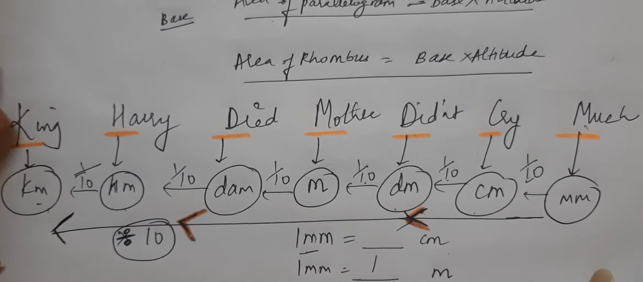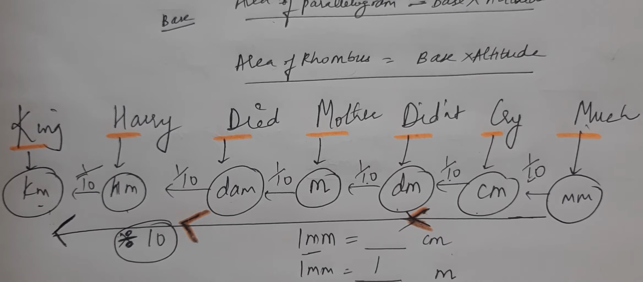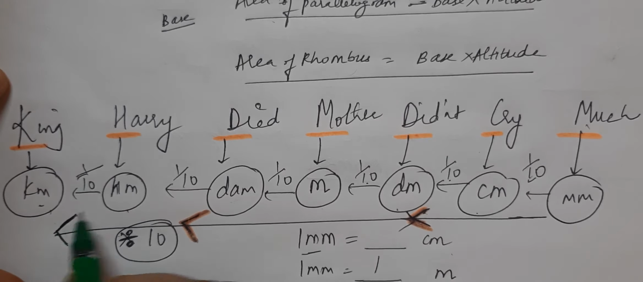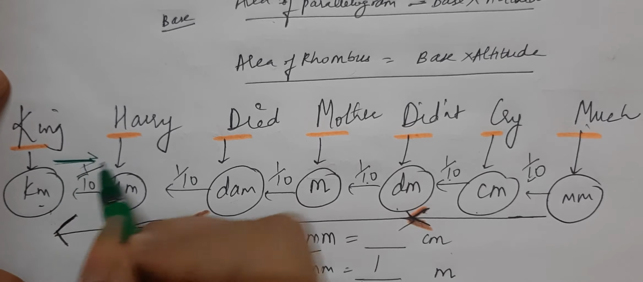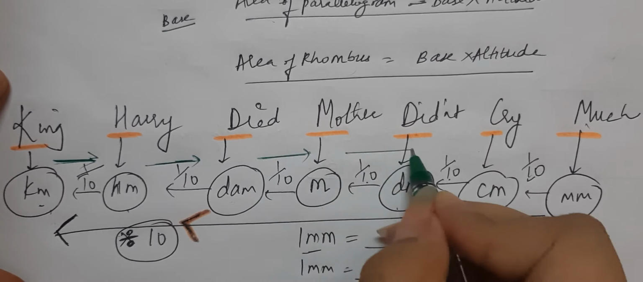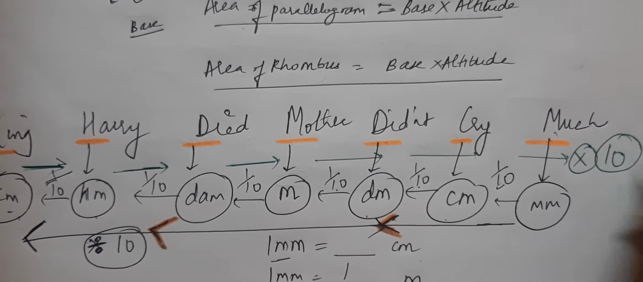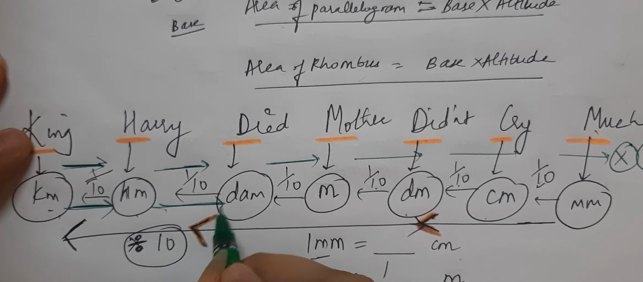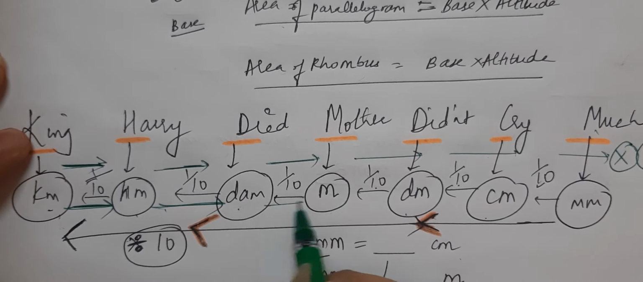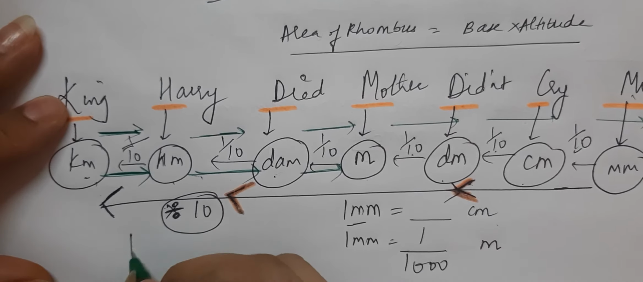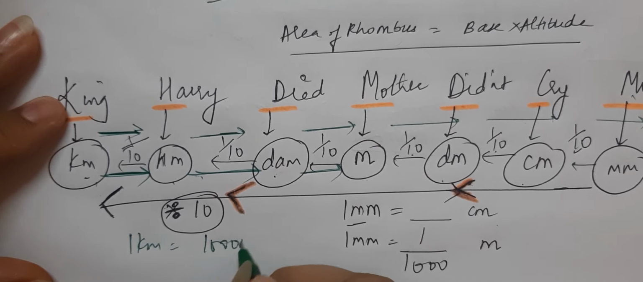And if we are going from kilometer to millimeter, what will we do? We will multiply each by 10. So how will it be? Let's suppose I am converting kilometer into hectometer. So 1 kilometer will have 10 hectometers. Then again it will be 100 decameters. Then 1000 meters. So 1 kilometer equals 1000 meters, we already know.